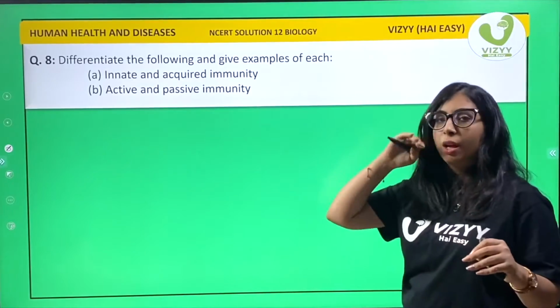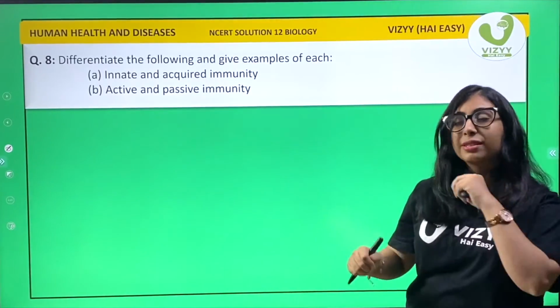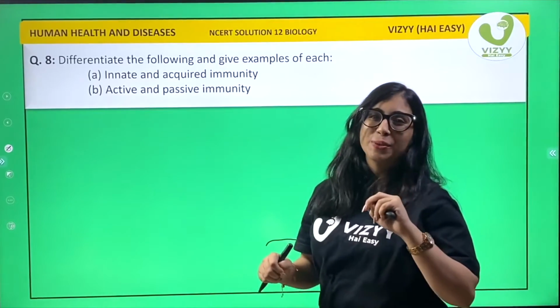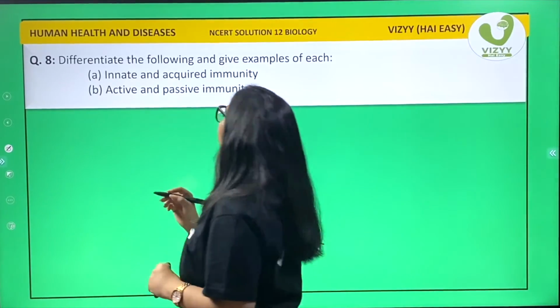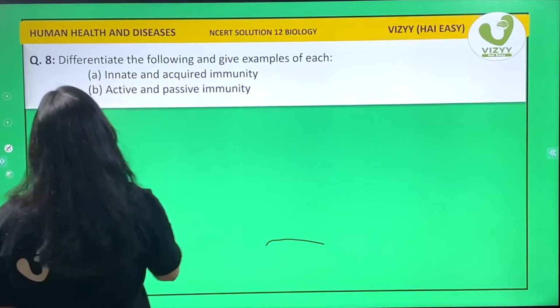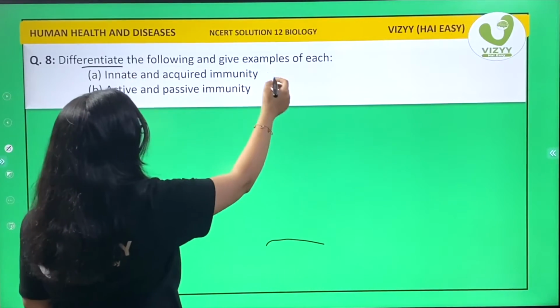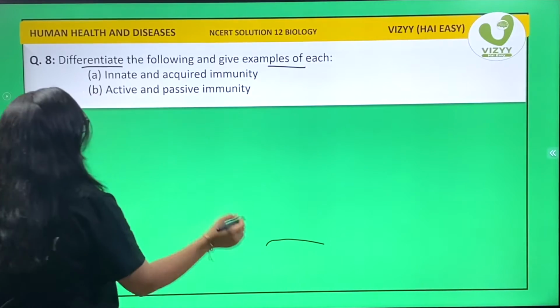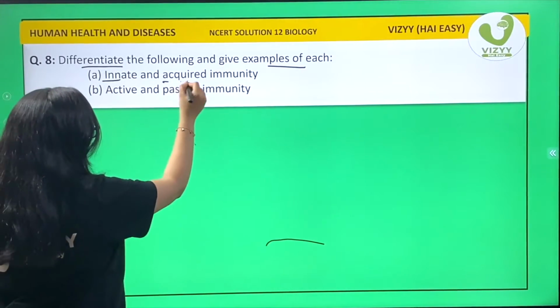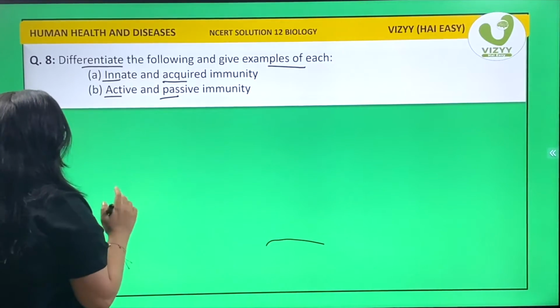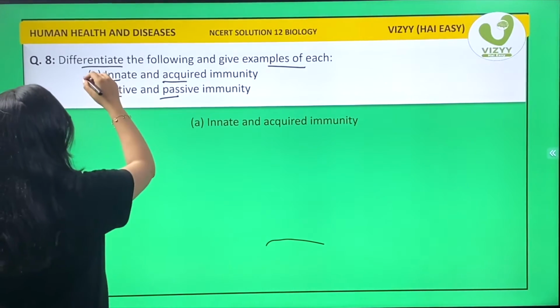Now, we are here with the difference. Okay, question number 8. Question number 8 is what, students? Question 8 states, differentiate the following and give examples of each one of them: innate and acquired immunity, active and passive immunity. Okay, let's start with 1.